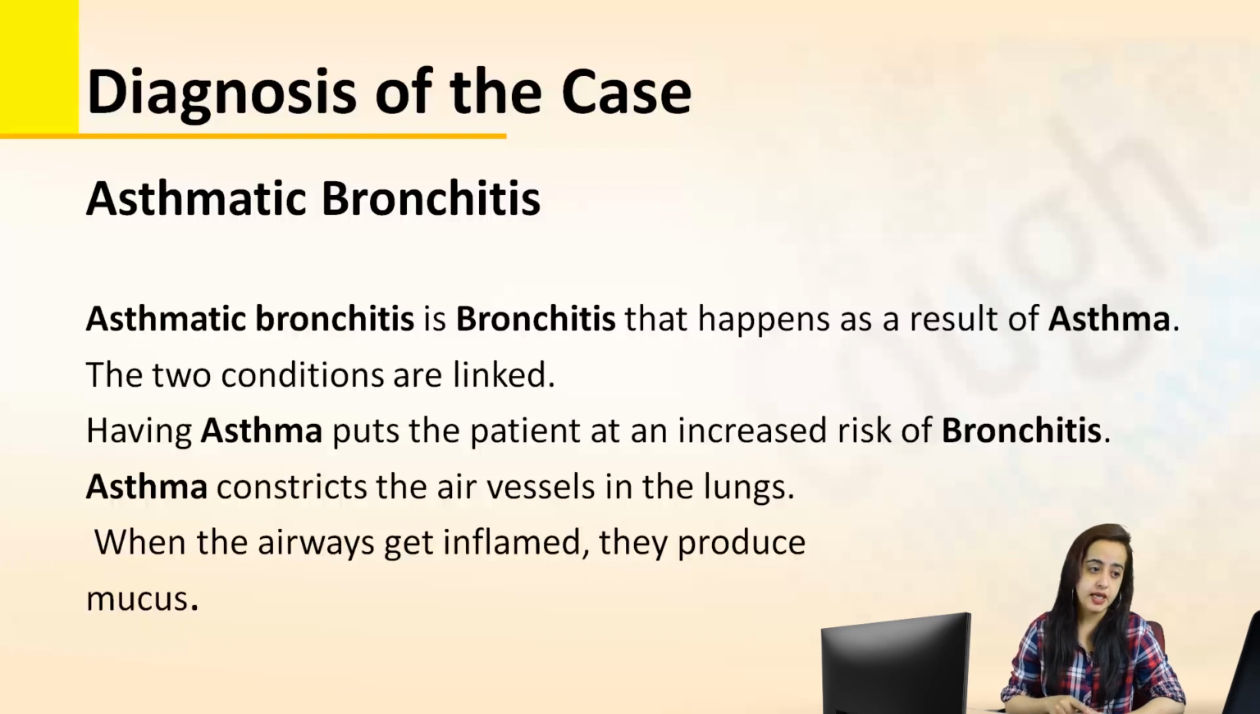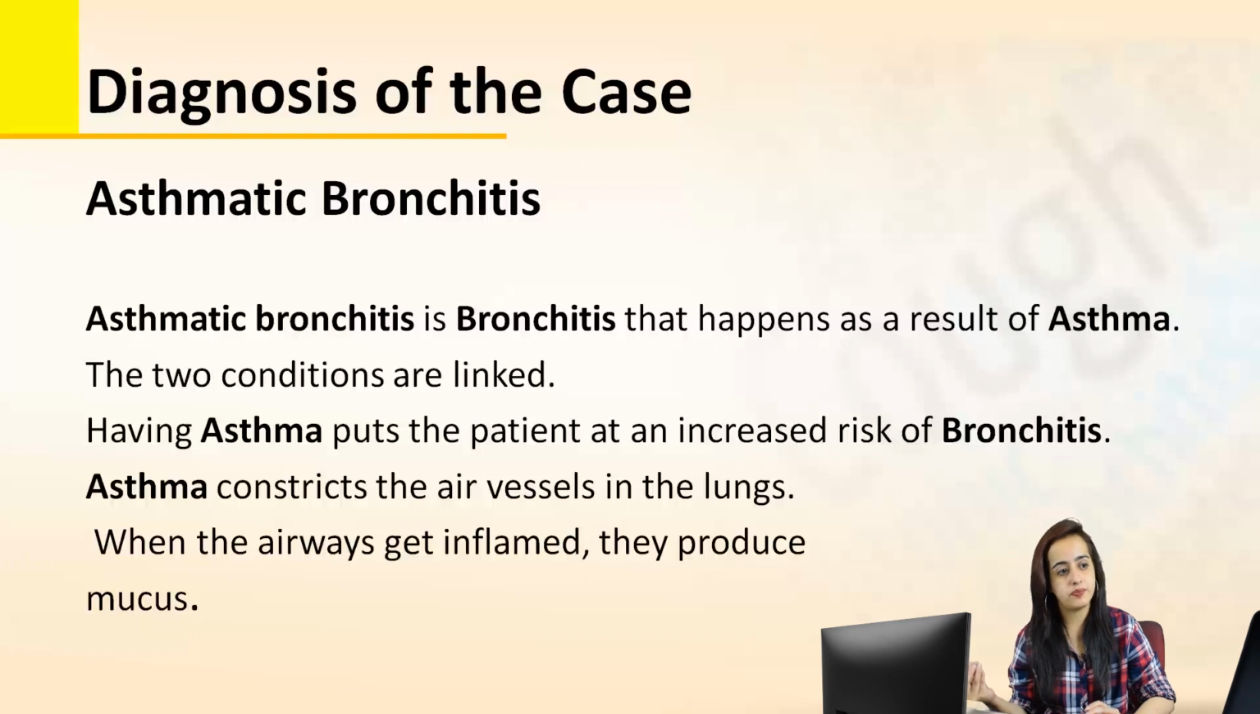Asthmatic bronchitis is bronchitis that happens in asthma. These two conditions are related. Having asthma puts the patient at a risk of bronchitis. Asthma constricts the airways in the lungs, and when the airways get inflamed, they secrete mucus. So it leads to productive cough or dry cough that is seen in bronchitis.